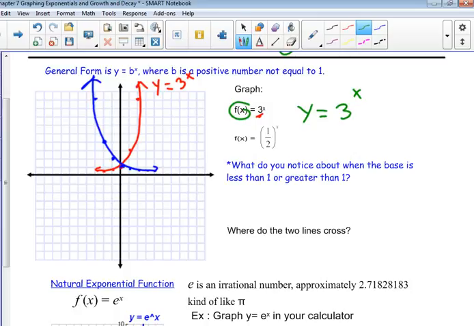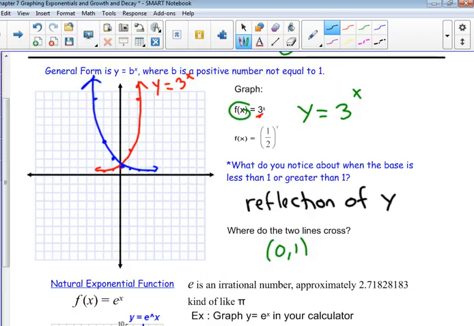Does anybody know where these two lines are going to cross? 0, 1. 0, 1. Awesome. Good job. Perfect. Oh, the other thing they could ask from you guys, maybe on like an SAT. Does anybody know what line this reflects around? Nice. You're on a roll today, Brandon. Good job. Reflection of the y-axis. Great job. Okay, just gonna reflect on that one. Good.